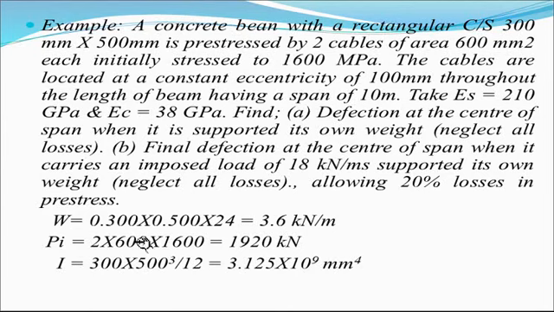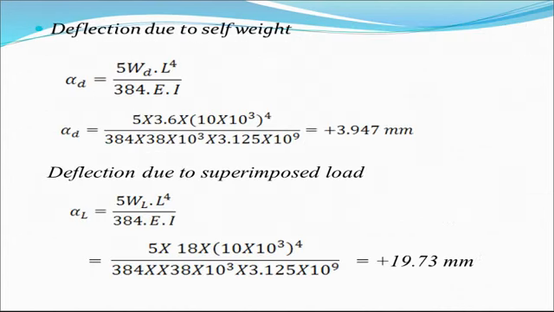Now the dead load is equal to 0.300 into 0.500, that is the cross section, multiplied by the density of plain concrete, 24, so it is 3.6 kN per meter. Initial pre-stressing force: 2 cables are there, the area of each cable is 600, and every cable is stressed to 1600 MPa. So stress multiplied by area gives the pre-stressing force. It is 1920 kN. Moment of inertia, for the rectangular section, is BD cubed divided by 12. So we get 3.125 times 10 to the power 9 mm to the power 4.